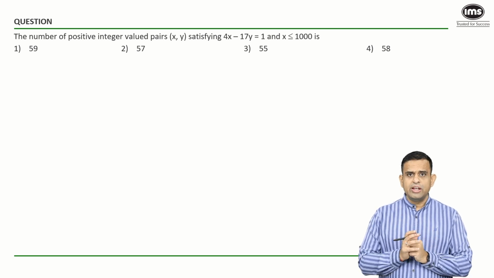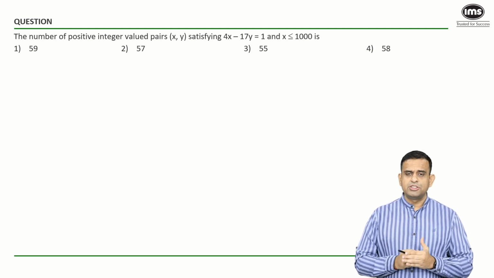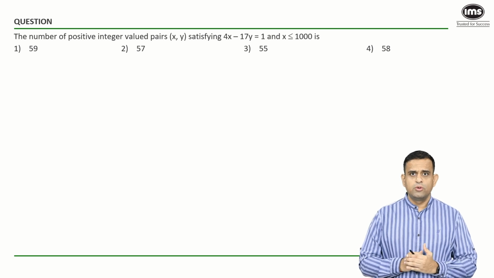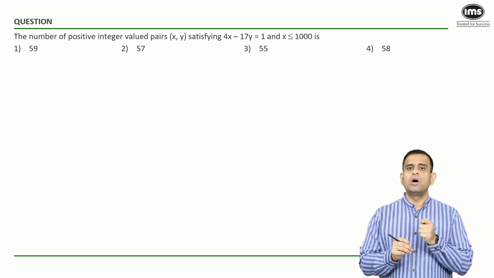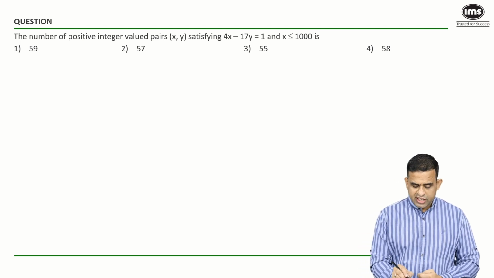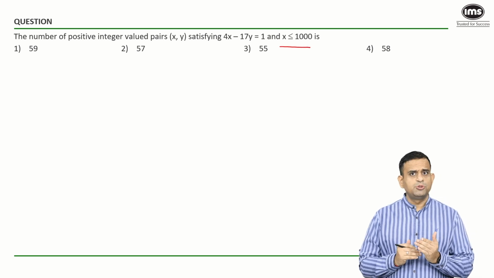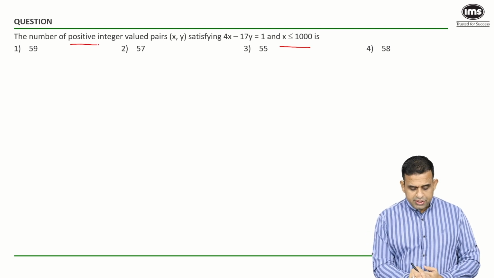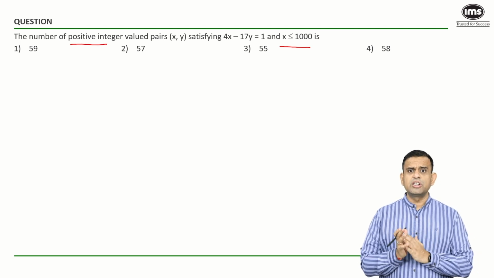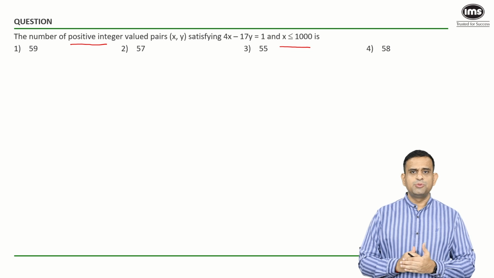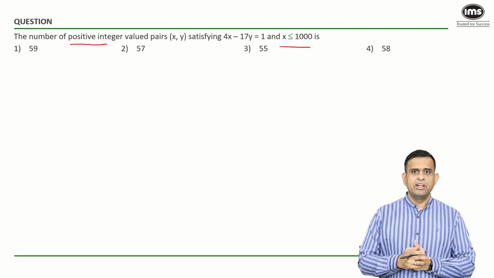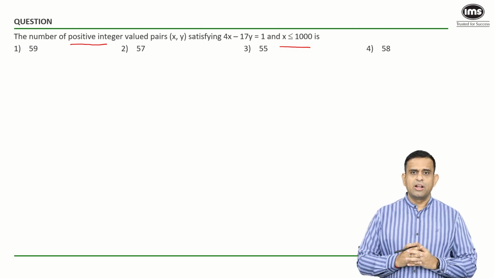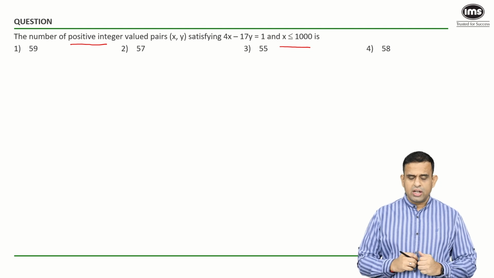So what are the key things? Apart from the given equation 4x minus 17y equals 1, they have also given you another condition, which is x less than or equal to 1000. At the same time, they have also imposed the condition that x and y both be positive integers. This condition in a way acts as your second equation to give you a finite number of outcomes. So let's see what we can do.